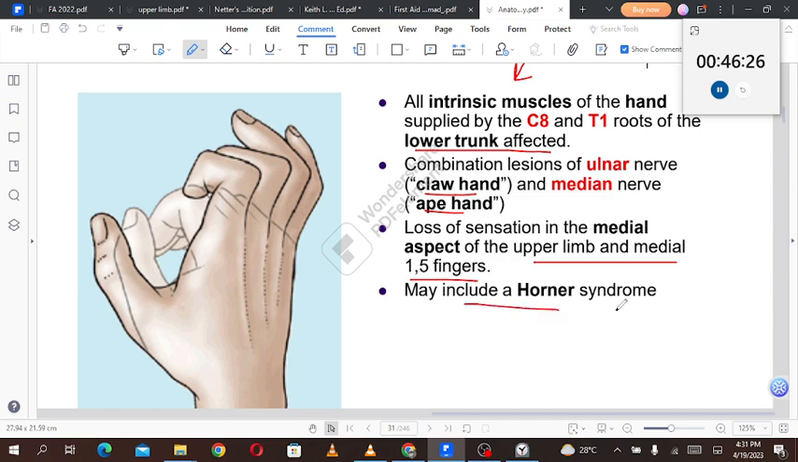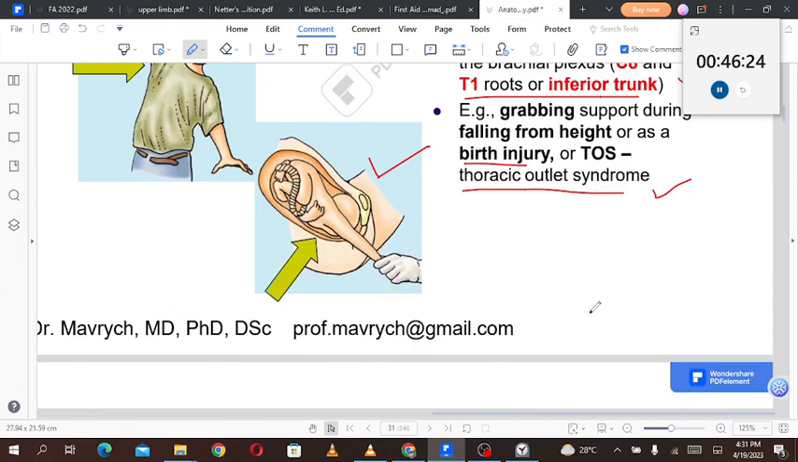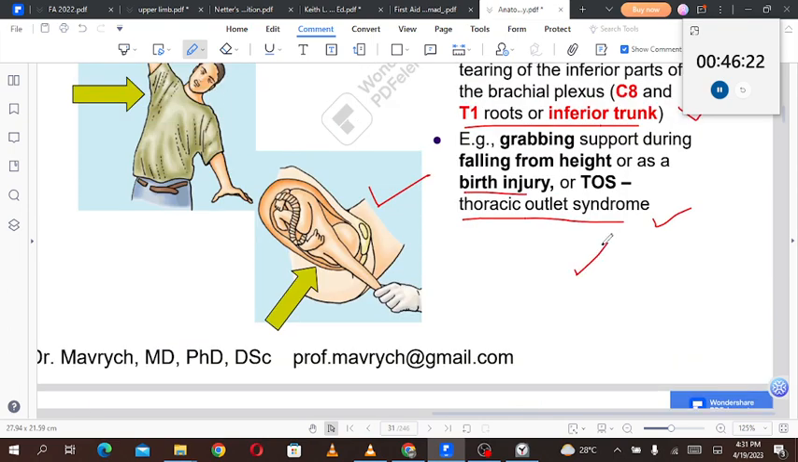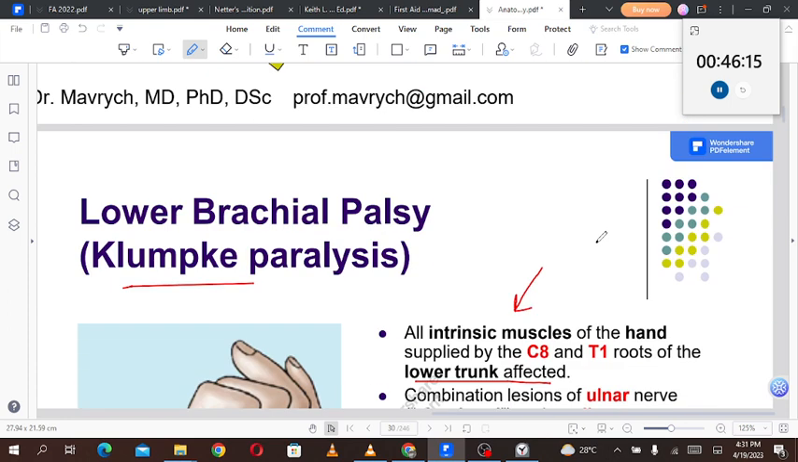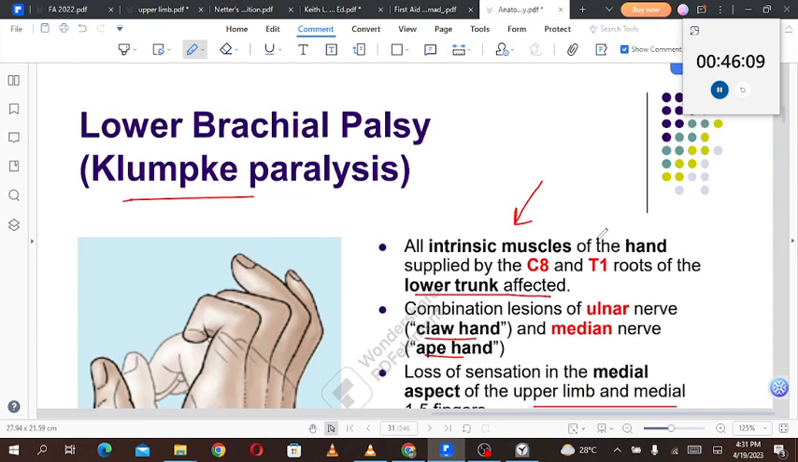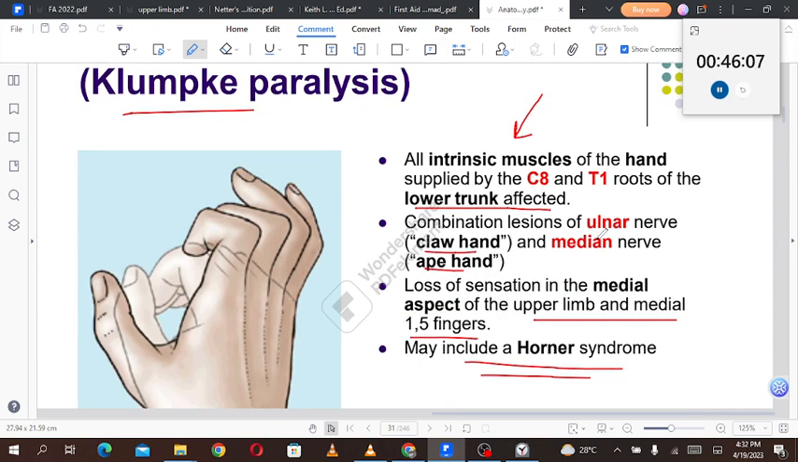They may include Horner syndrome, because if there is thoracic outlet syndrome, suppose a Pancoast tumor that is coming out of the thoracic outlet and obstructing the lower roots, those lower roots can also be affected along with the paravertebral sympathetic ganglia, and if those are affected, it can result in Horner syndrome, that is anhidrosis, miosis and ptosis on the ipsilateral side of compression of the sympathetic trunk.